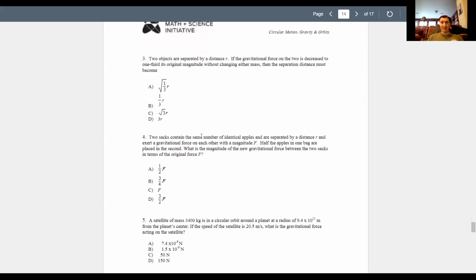Number 4. Two sacks contain the same number of identical apples and are separated by a distance r. They exert a gravitational force on each other with a magnitude F. Half the apples in one bag are placed in the second. What is the magnitude of the... Okay, so we're looking at force again, so let's write the equation out.